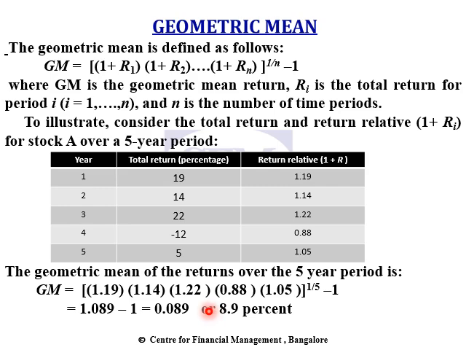So we found that the arithmetic mean was 9.6% and the geometric mean is 8.9%. Typically, geometric mean is lower than the arithmetic mean. The geometric mean and arithmetic mean are identical when returns remain constant. As long as there is variability of returns, geometric mean is less than the arithmetic mean.